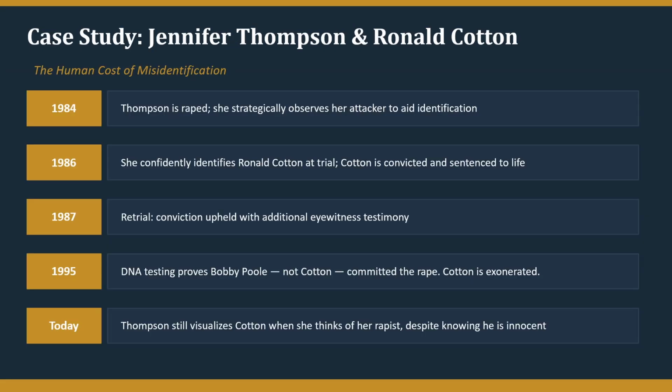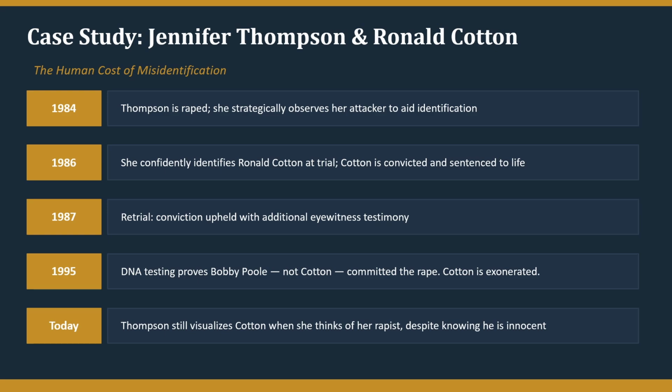In June of 1984, a man broke into Jennifer Thompson's apartment in the middle of the night and raped her. Thompson made a conscious, deliberate decision in the midst of that attack. She was going to memorize everything about her attacker. She maneuvered him into lighted areas. She studied his face, his build, his voice. She was determined that he would be caught and convicted.